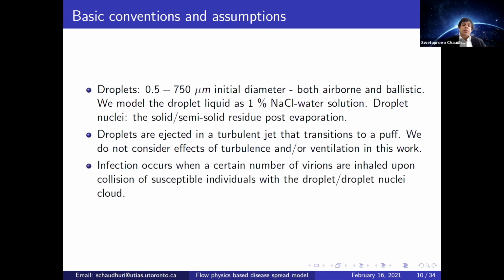And then we say that infection occurs when a certain number of virions are inhaled upon collision of susceptible individuals with the droplet or droplet nuclei cloud. So as soon as a person comes in contact with the cloud, the cloud is expanding, people are moving, and they can inhale a certain number of droplets or virions. When they inhale a certain number of virions, then there is a certain probability of infection. And this comes from the dose response model that we will use.